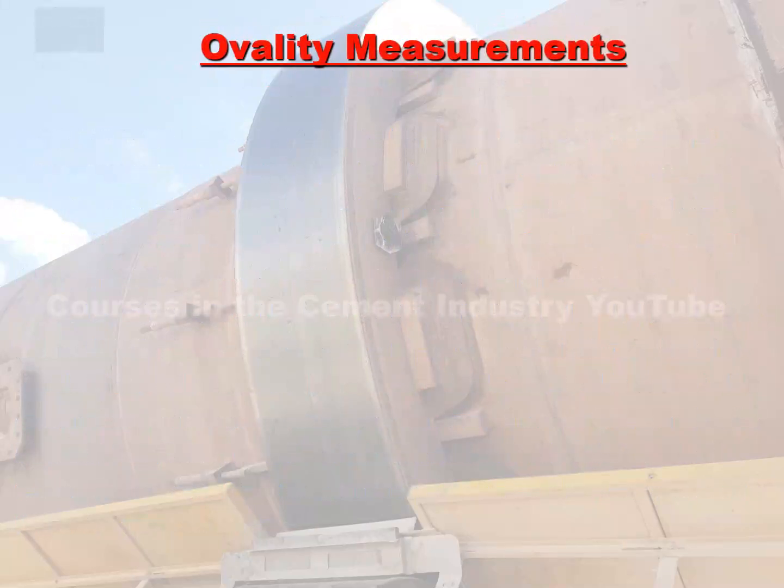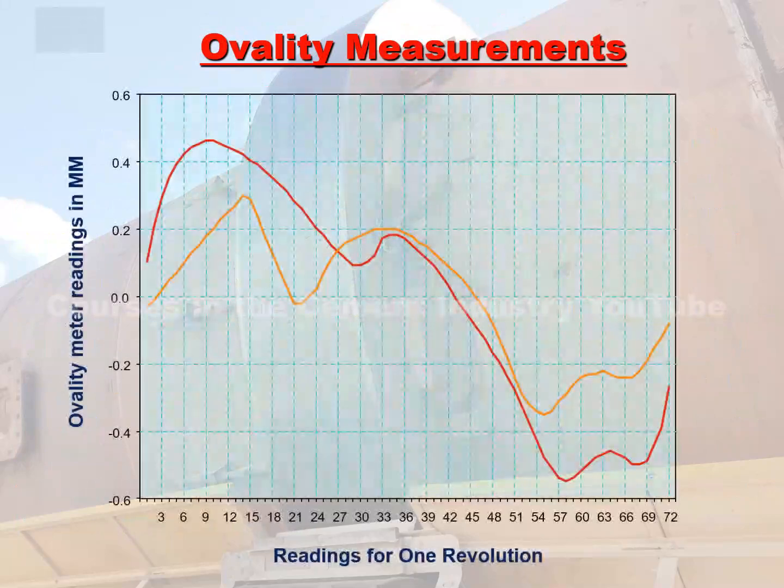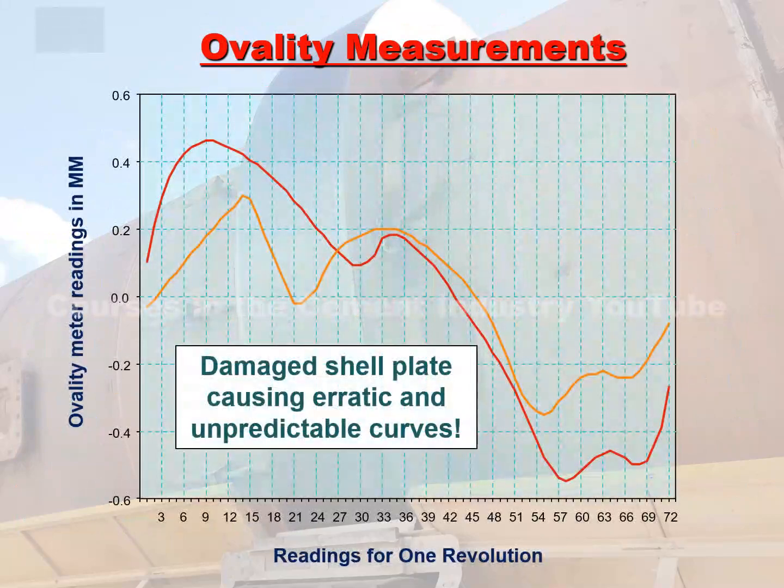Ovality measurements. See in this diagram. Damaged shell plate causing erratic and unpredictable curves.